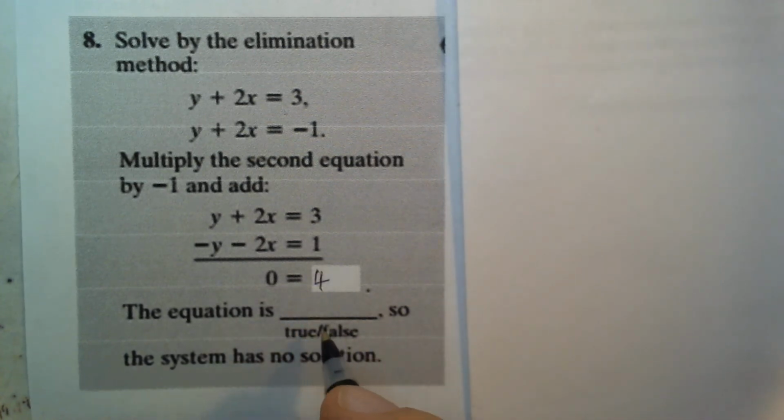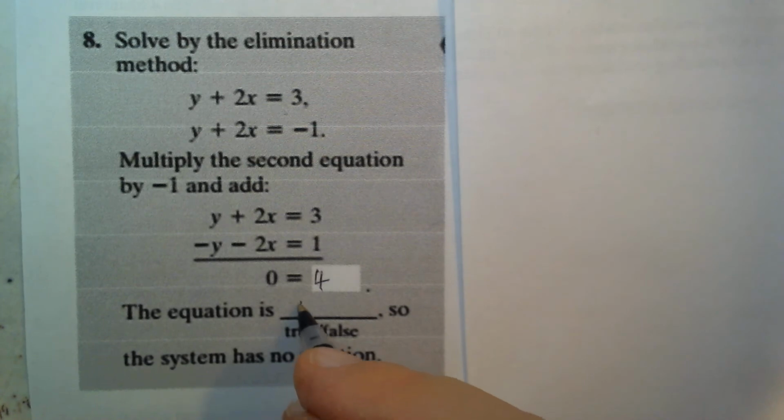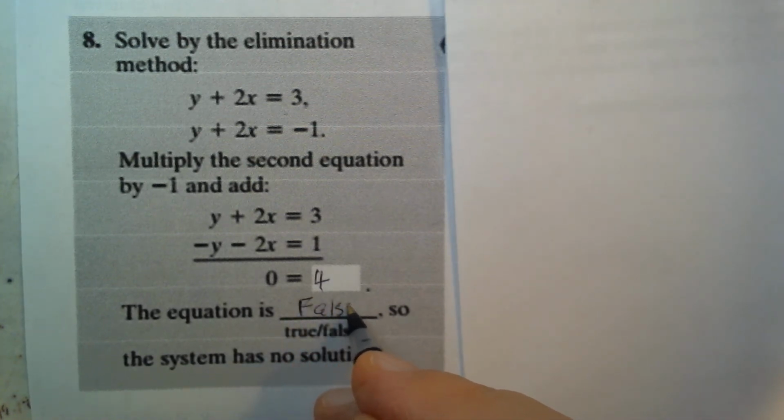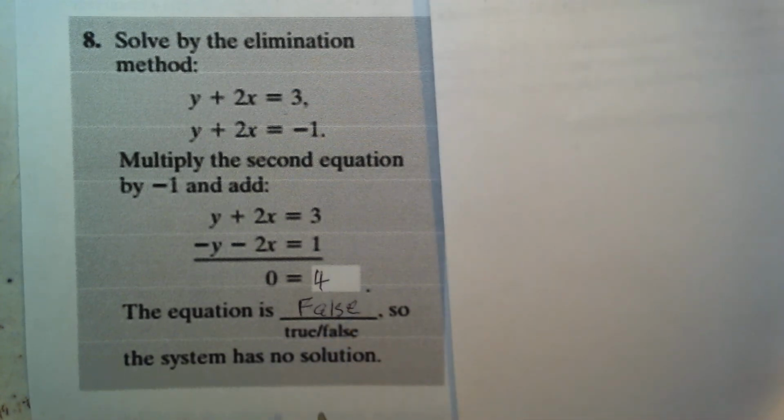And so that equation is plainly false. And we've had this before when we did the substitution method. And that means when we wind up with this situation here with a false equation, then the system has no solutions. Has no solution. And that makes sense.